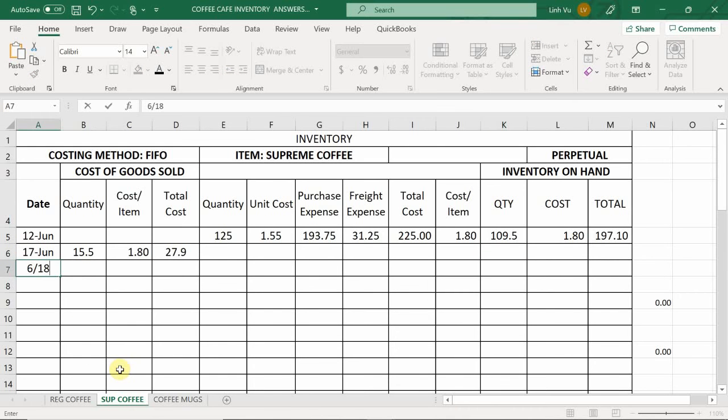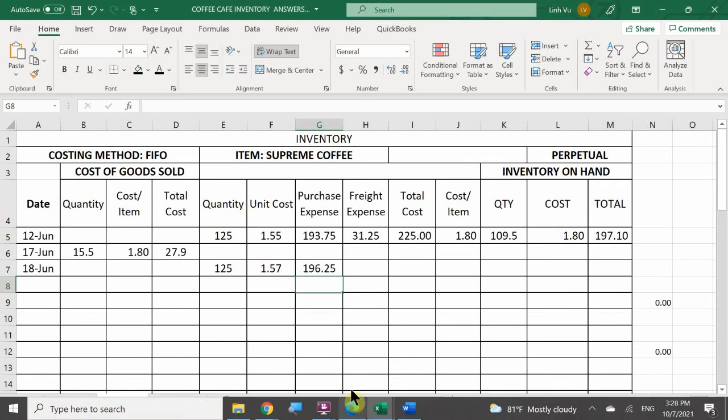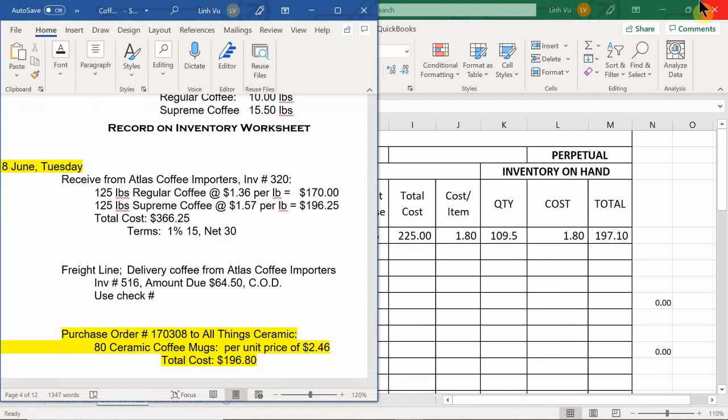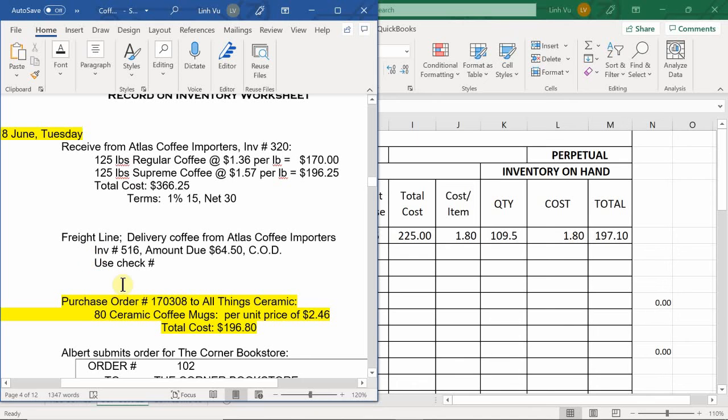So Supreme Coffee, how many pounds did we buy? We bought 125 pounds, and we have 157 left, and this is 196.25. Good. Excellent. Okay. So let's go back to the scenario because we need to complete one more thing before we can completely finish our inventory worksheet, which is going to accept the separate freight line.